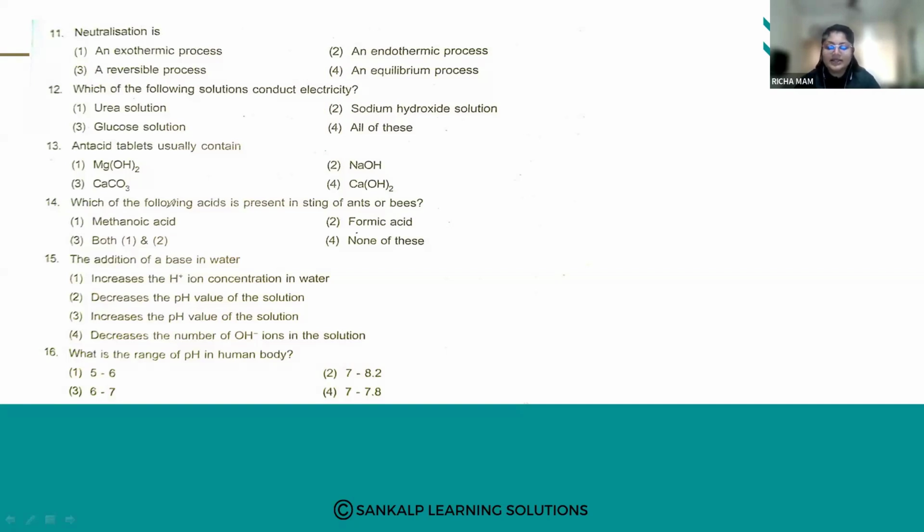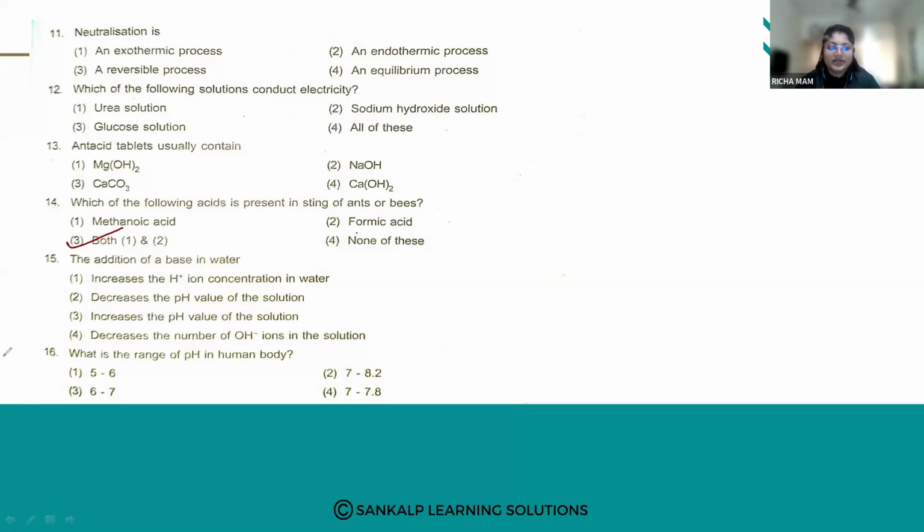Formic acid and methanoic acid: both names are the same. Formic acid is also called methanoic acid. That is HCOOH, the formula of methanoic acid or formic acid. So the answer is the third one, both 1 and 2. The sting of ants or bees consists of methanoic acid, that is, formic acid.